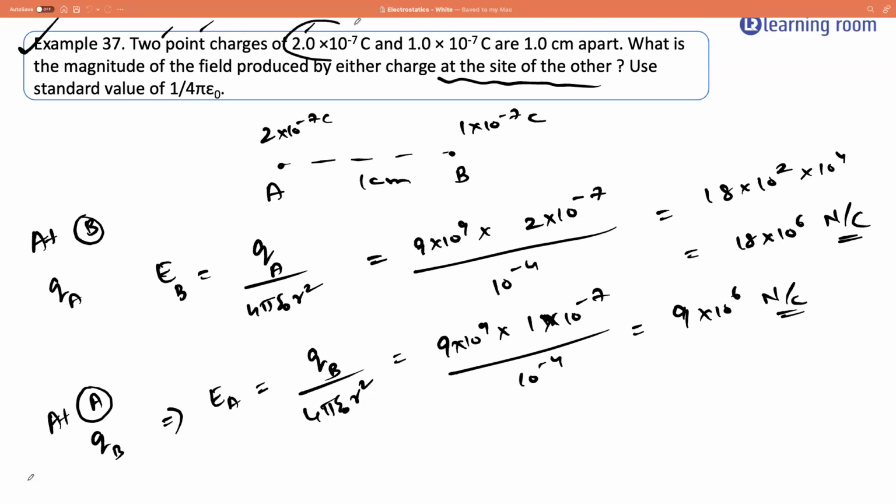I just have a question. Since both are positive charges, can you tell me the direction of electric field due to A at point B? Right or left? Right. So this is the direction of electric field at point A, and this is going to be the electric field due to charge at point B. Simple question.